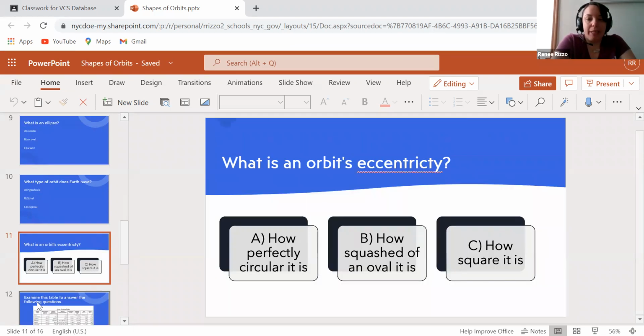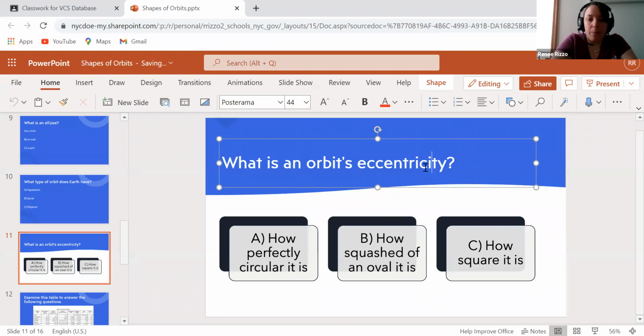What is an orbit's eccentricity? A, how perfectly circular it is. B, how squashed of an oval it is. Or C, how square it is. So the correct answer being B, how squashed of an oval it is.